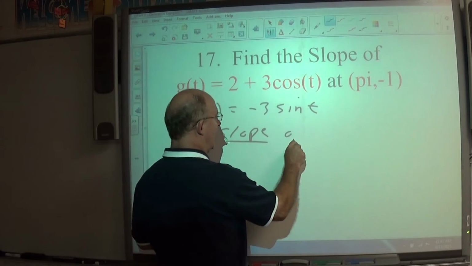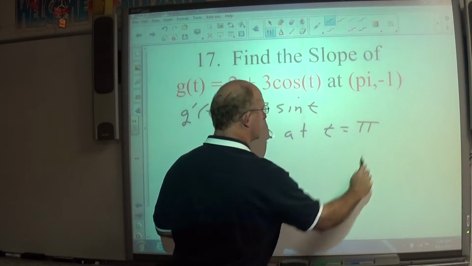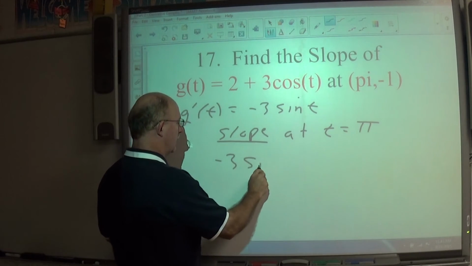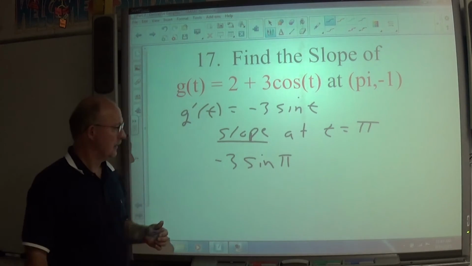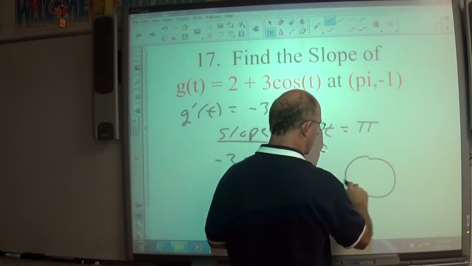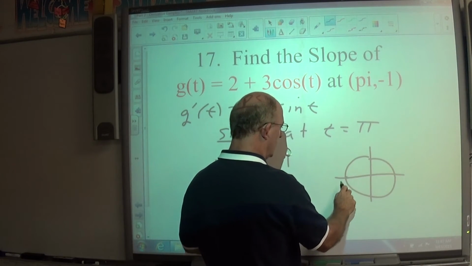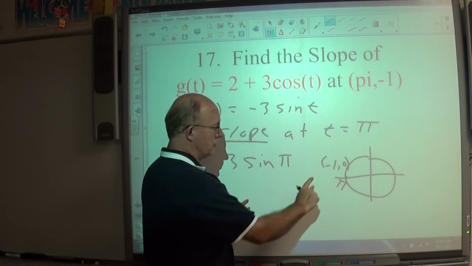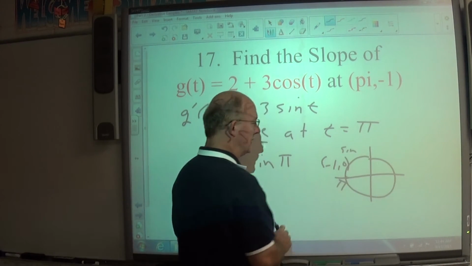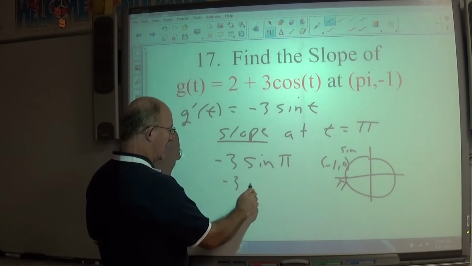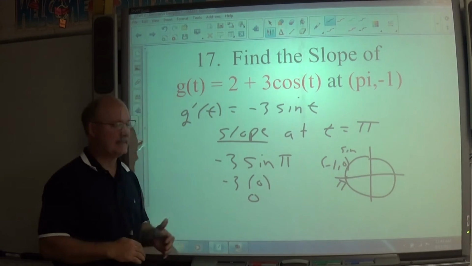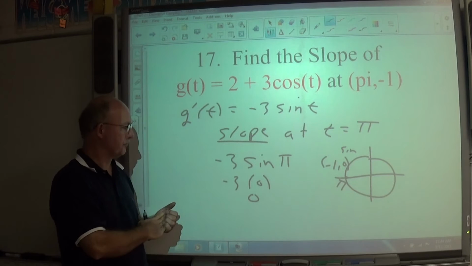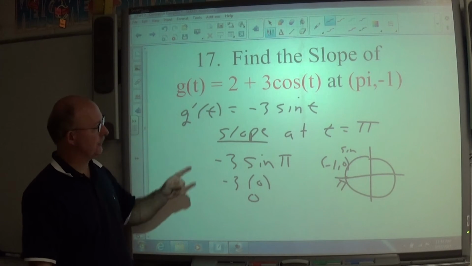So this is the slope at t equals pi. Now, once again, substitute pi in for t. This will be negative 3 sine pi. Right. Now, remember from the unit circle, pi is here. That's the point negative 1, 0. Sine is going to be your y component, so sine of pi is 0. So what we end up with is negative 3 times 0, or a 0 slope. Now that would indicate a horizontal tangent line to our curve. Right? We have a slope of 0 at pi for this particular function.